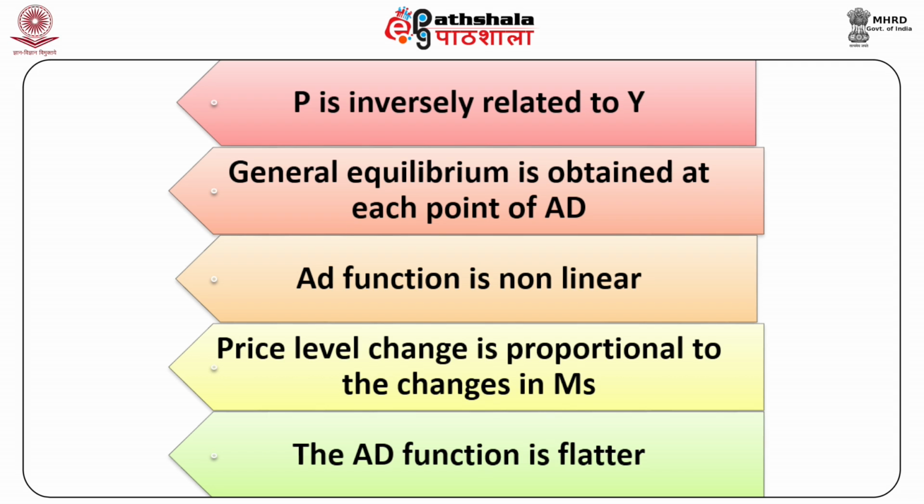Under general equilibrium, we have obtained through the intersection of IS and LM each point of the aggregate demand function, where the IS intersects with the LM function. The aggregate demand function, we can see, is not linear because there is this inverse relationship, which makes it non-linear. The price level changes, therefore, are proportionate to the change in money supply.